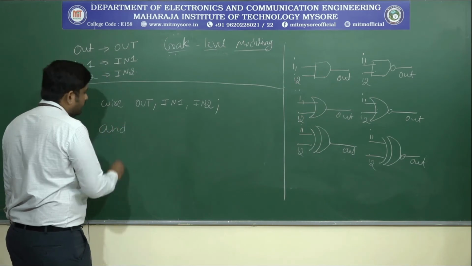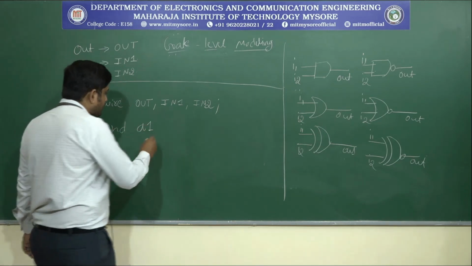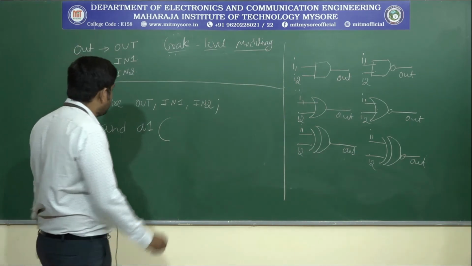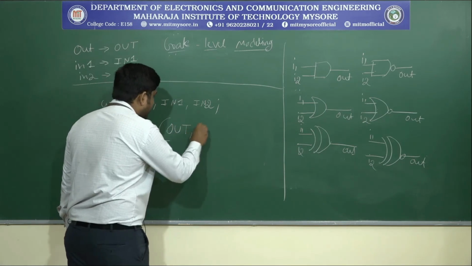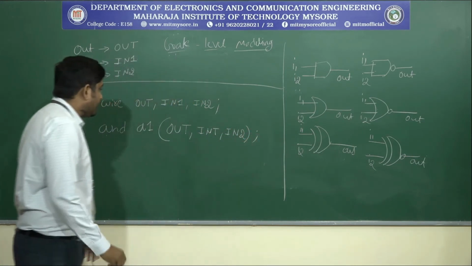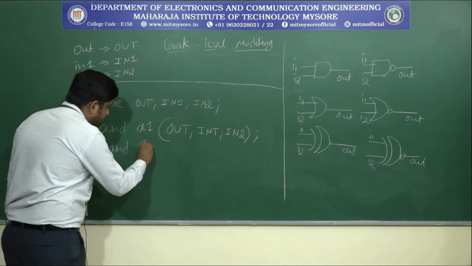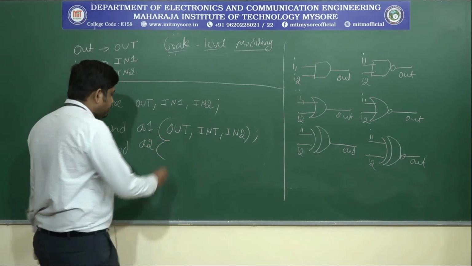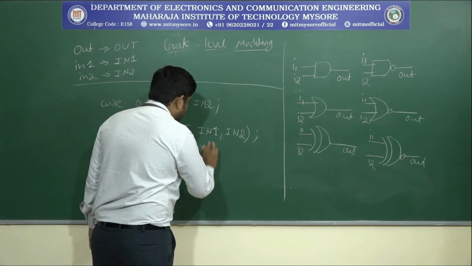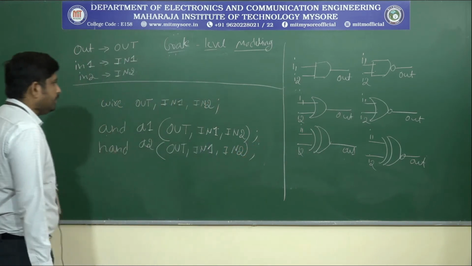Next we consider the first gate, that is the AND gate. Here AND, and for the name of the instantiation you can write A1 or any name. Then the first terminal represents the output, that is out, then IN1, IN2. Next we consider another gate, the primitive NAND, which you name as A2. Here out, then IN1 and IN2.